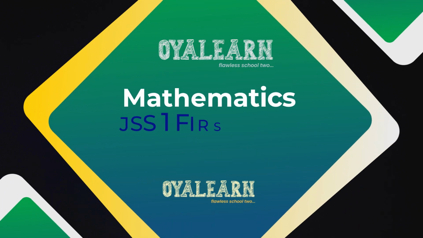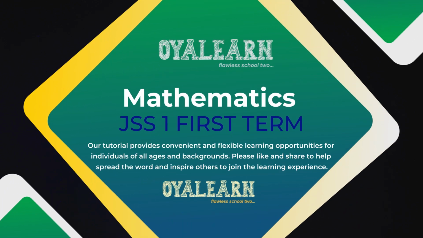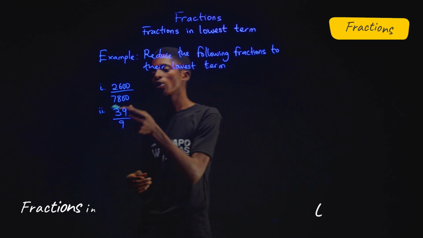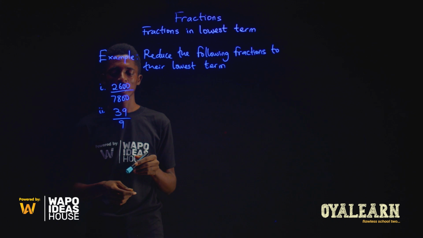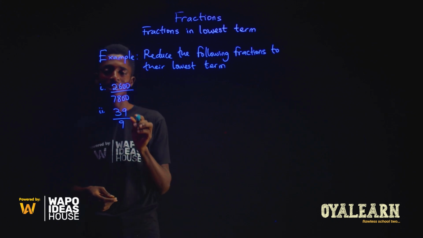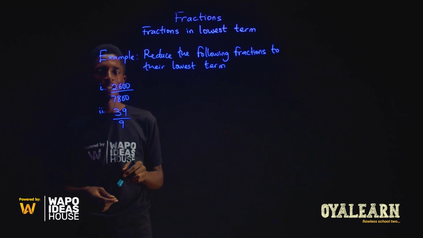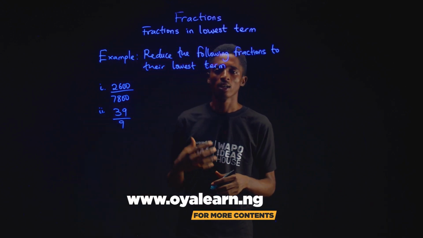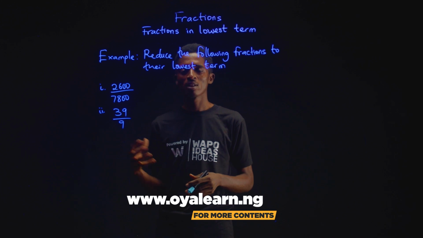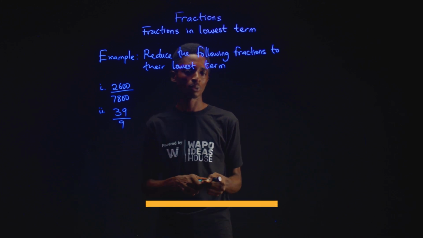Now you try to reduce the following fractions to their lowest term. First fraction is 2600 over 7800. And then the second fraction is 39 over 9. Feel free to pause the video and try this yourself. Then you can compare your answer to the answer we get at the end of this video.